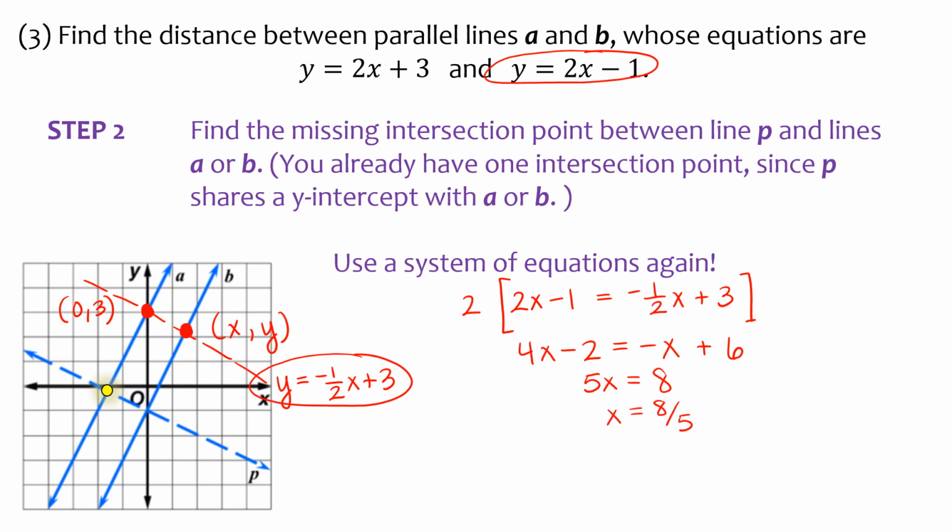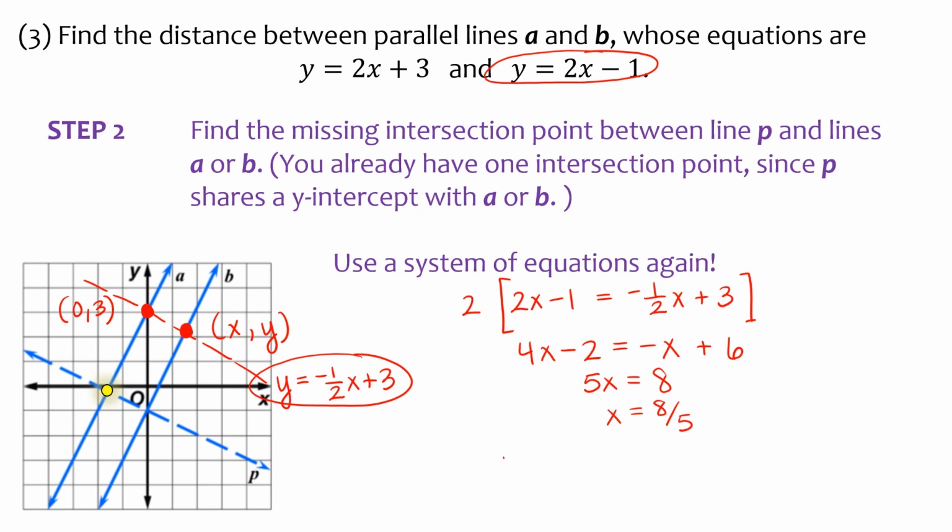So 8/5, or you could say that's 1 3/5. I'm going to leave it in this improper fraction form for now. So that's my x coordinate. We can kind of confirm using the graph that, yeah, that does look about 1 3/5. So now we need to figure out the y coordinate, and we're going to plug our x coordinate back into either of our equations, either y equals -1/2 x plus 3, or y equals 2x minus 1, either one.